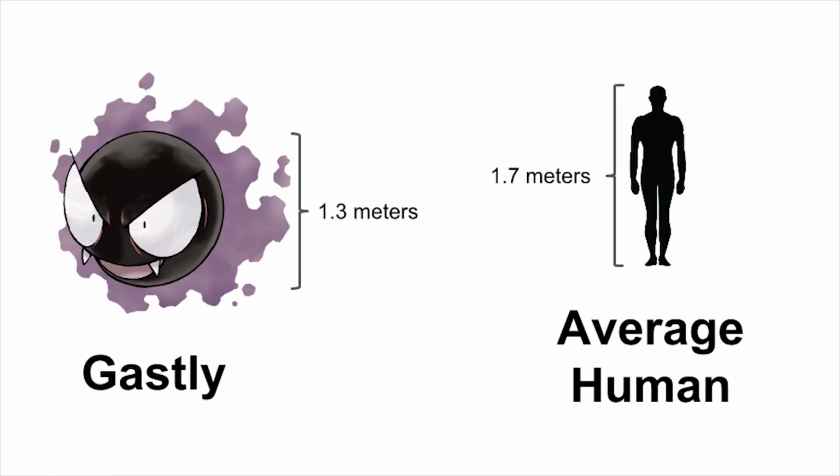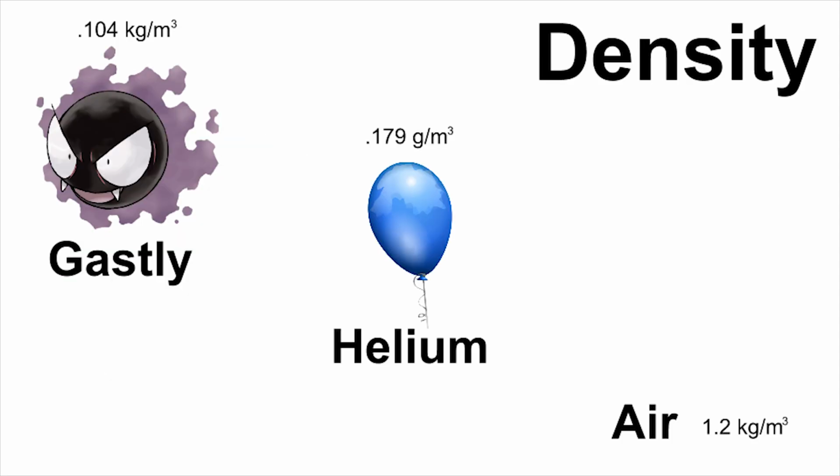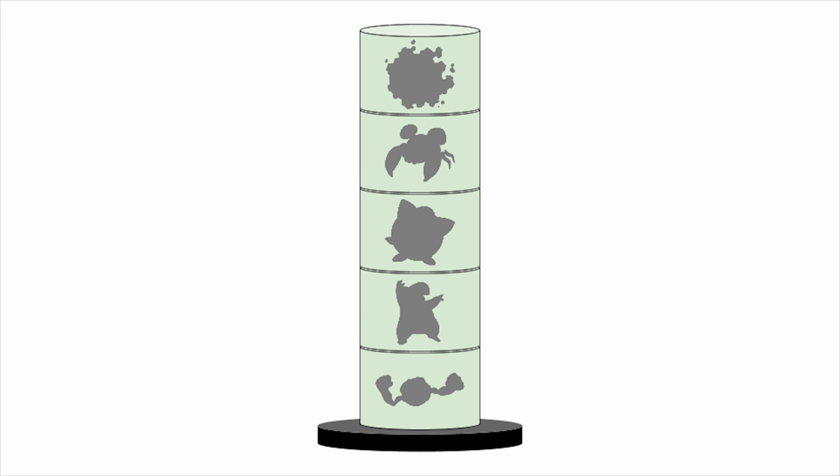Once your students have their density and volume, it's time for them to start describing how their Pokemon might look and behave in our real world. Like things like, what does its mass compare to? What does its density compare to? Would it float in water? Heck, I mean, your class could even make a Pokemon density tower.